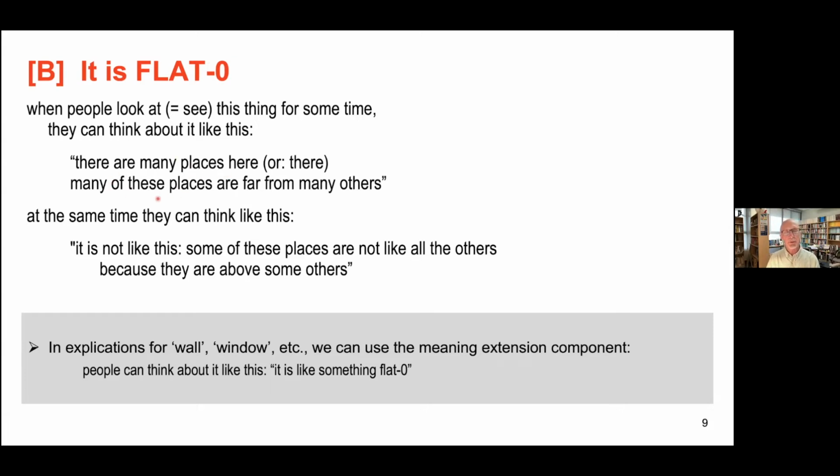So after that sort of first look, at the same time as you're looking at this thing for some time, you can think, it's not like this. Some of these places are not like all the others because they are above some others. It's interesting, you know, the impression that something is flat, according to this explication, is that there's no places or there's no areas which are raised above the others.